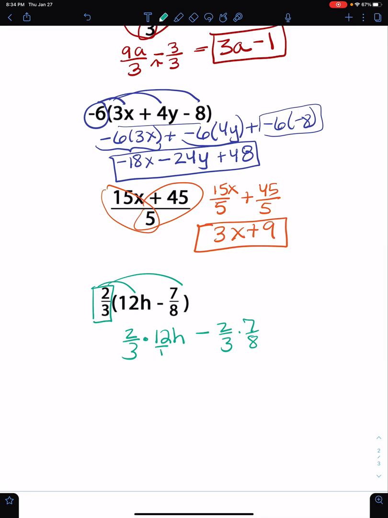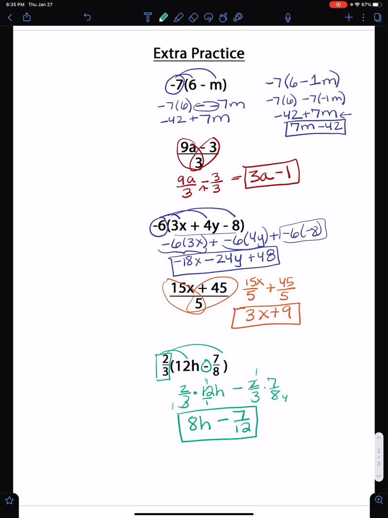If I'm going to multiply 12 by 2/3, that's going to give me 24/3 or 8. Or I can cross cancel. I'm still going to get 8h. Don't forget that h. Over here I can cross cancel. Divide by 2's, and I'm going to get 1 times 7 is 7, and 3 times 4 is 12. And there's a minus here, so I'll keep it like that. And that's as far as I can go, so that's my simplified answer.